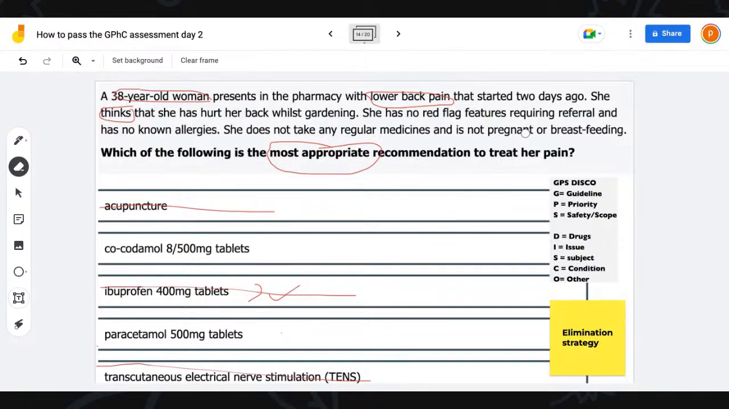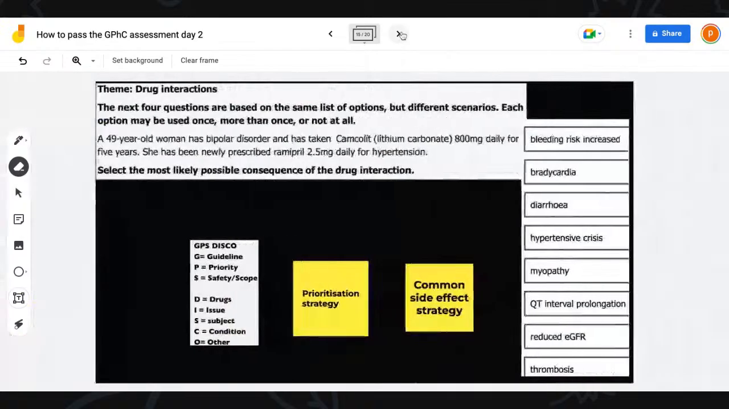But lower back pain, regardless of whether it's a level 0, level 1 or level 10, in general, paracetamol isn't strong enough. So we're going to go for co-codamol as our best option. This will just be a distractor. Is this clear, ladies and gents?